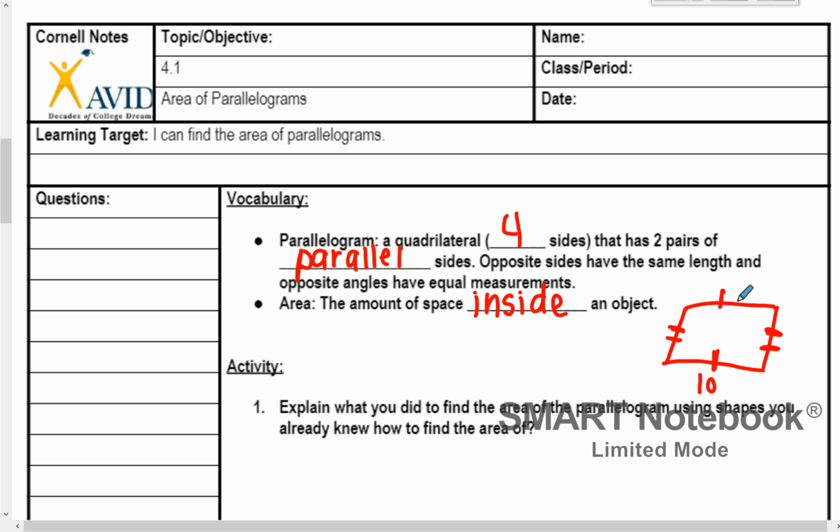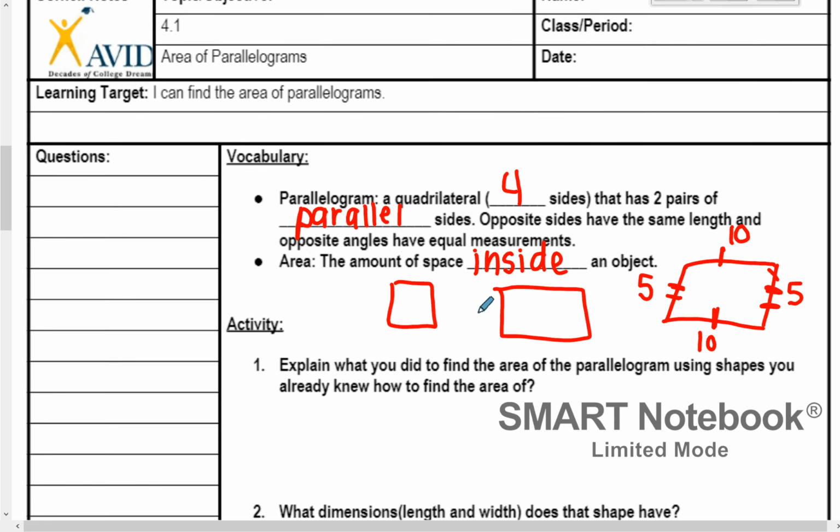So if this is 10, just like a rectangle, and then if the left side is like 5, the right side is also 5. So that's what it means by opposite sides have the same length. That is what a parallelogram looks like. Notice that a rectangle is considered a parallelogram as well as a square, because both those opposite sides are parallel and they have the same lengths in both rectangles and squares.